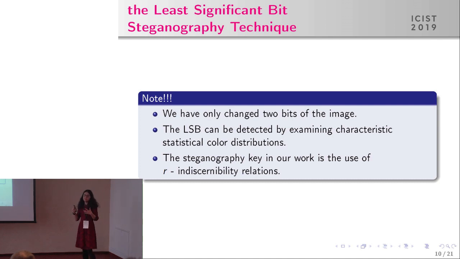How can the message be discovered, the usage of LSB? It uses statistics and examines the distributions of colors in order to discover whether the message is seen or not. And in our case, we use our steganography key as our indiscriminability relation.